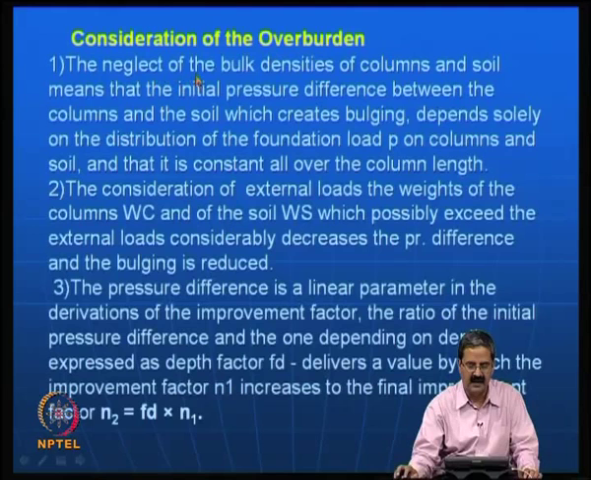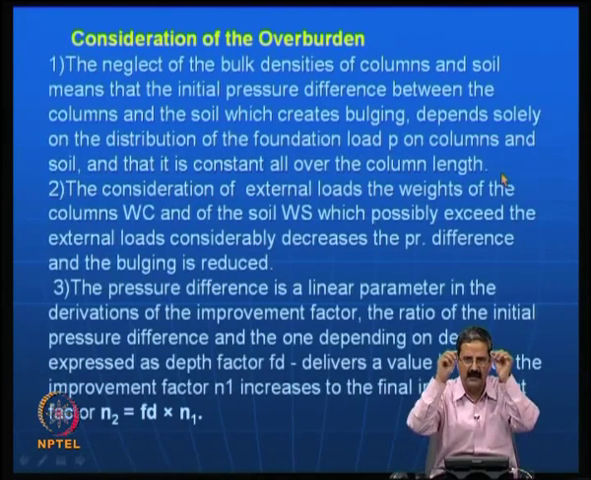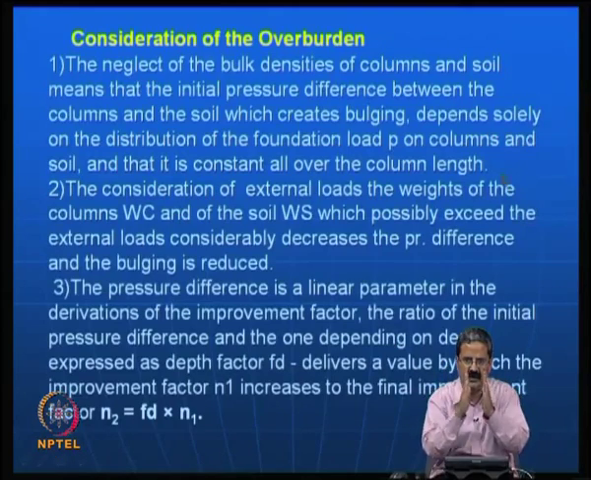Consideration of the overburden: the neglect of the bulk density of the columns and soil means that the initial pressure difference between the columns and the soil, which creates bulging, depends solely on the distribution of the foundation load P on the columns and the soil, and that it is constant all over the column length. We assume bulging is everywhere, but we know that because of the consideration of loads, it will be somewhat different; bulging could be different in different places.